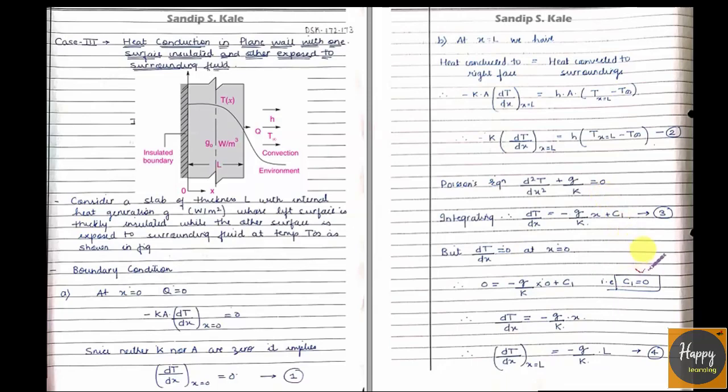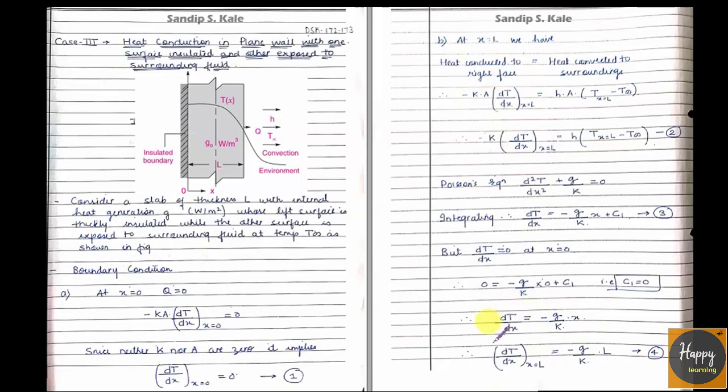So initially I find the value of C1. Now I will again apply the boundary conditions. So if I put this, dT by dx is equal to minus g upon k into x plus C1. What is the value of C1? That is 0. So you will get this equation.